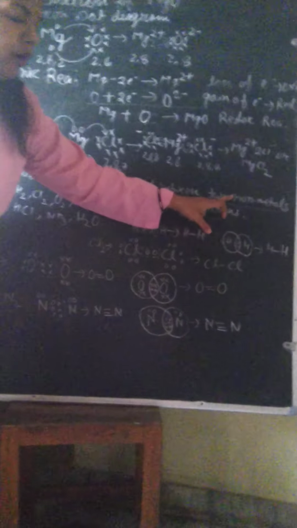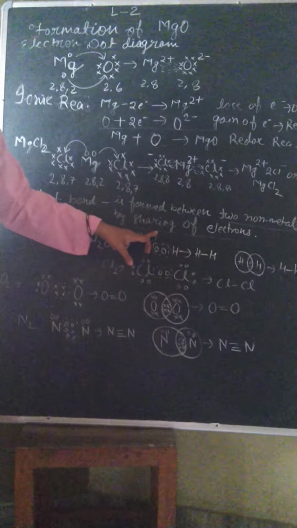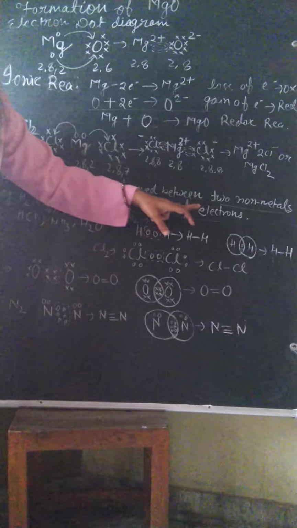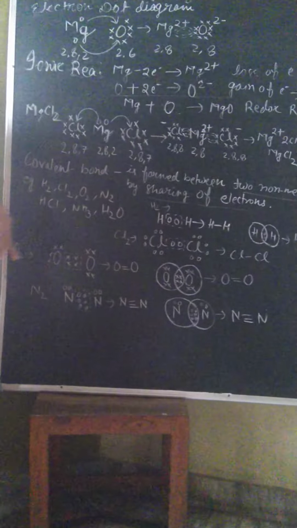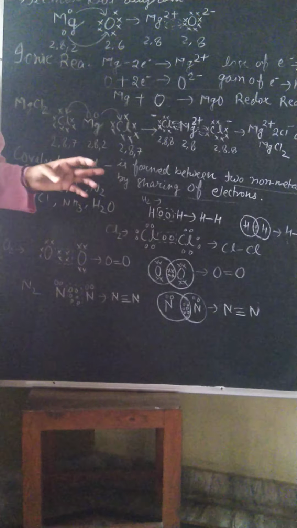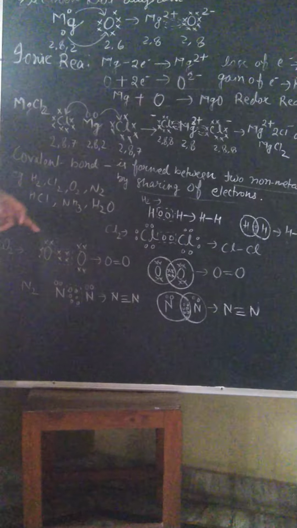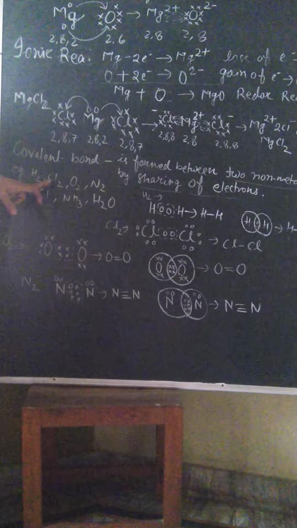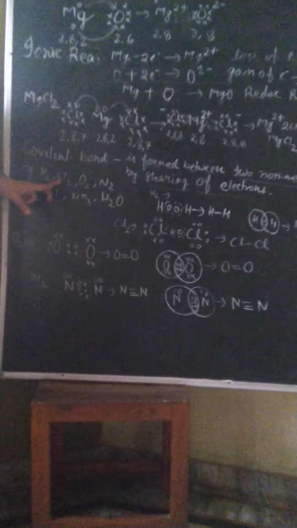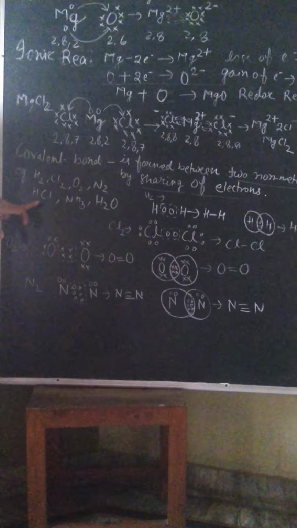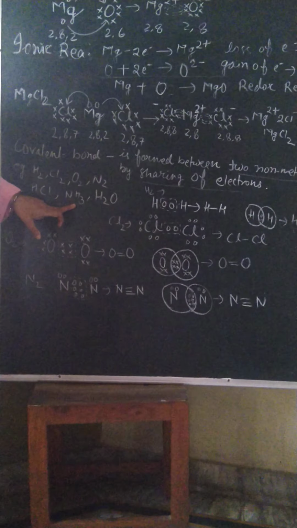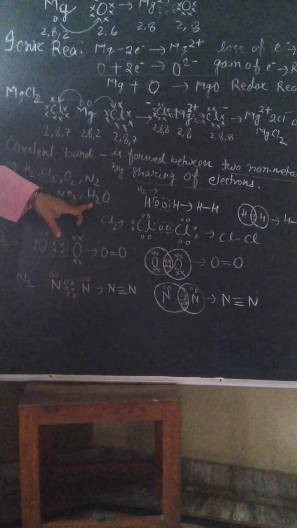Now in this chapter, second type of bond is covalent bond. Covalent bond is formed between two non-metals by sharing of electrons. So see, what are the keywords here? Two non-metals and sharing, which I have already underlined. Now what is the example of covalent bond, or we can say covalent molecules and covalent compounds? So see, hydrogen H2, Cl2, O2, N2. These are the covalent molecules. Now covalent compounds are HCl, hydrogen chloride, NH3, ammonia, water, H2O.